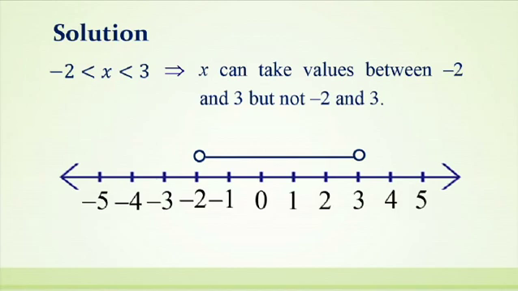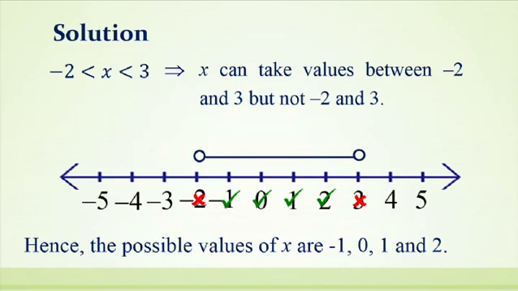We can make use of a number line here to help us. So here x will lie between -2 and 3. You can see it on the number line. We have empty circles, so I cannot take -2 and 3, but I can take all the other values on my number line. But here we need to take only integer values. So we have -1, 0, 1, and 2.